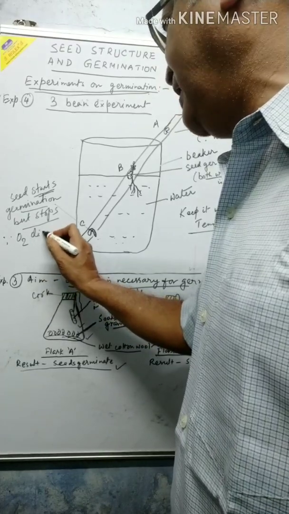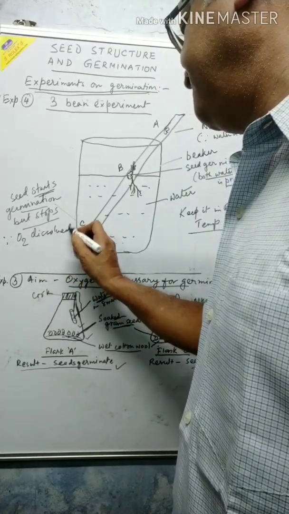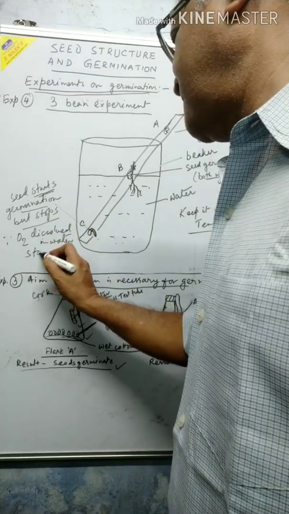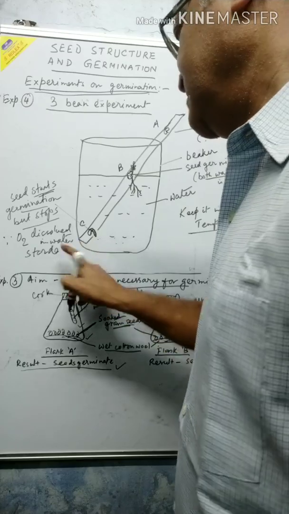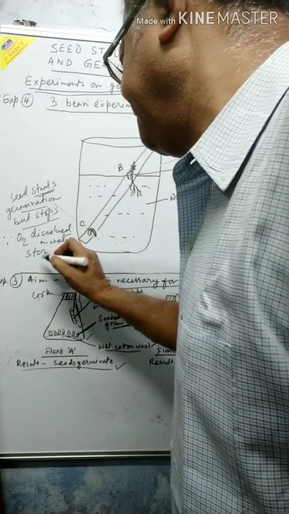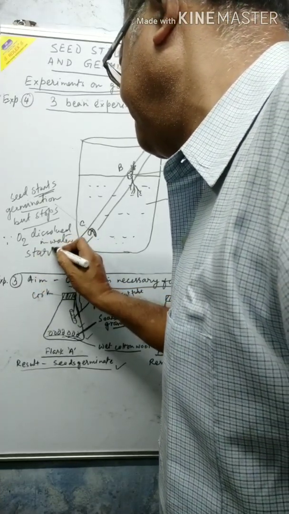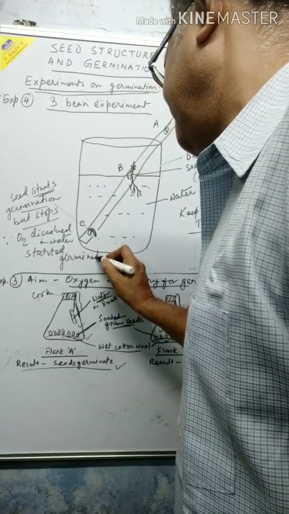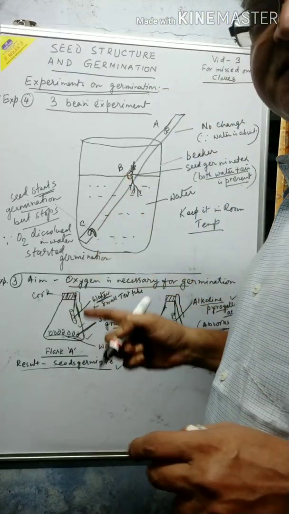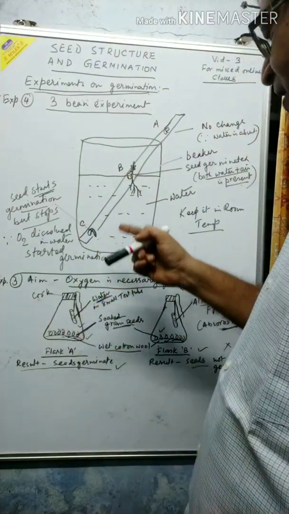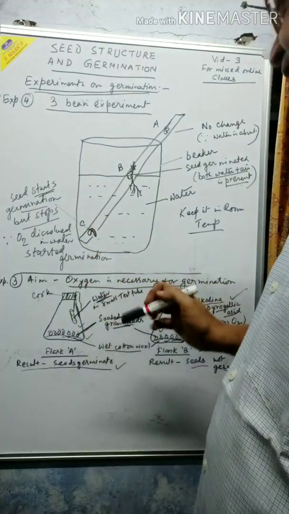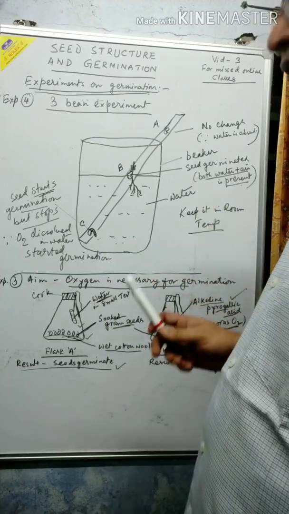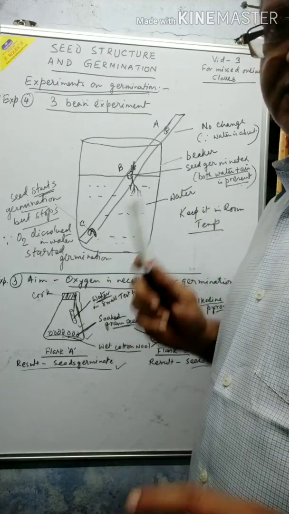Because oxygen dissolved in water a little bit, it started germination. But that becomes insufficient for further growth and it stops. This is the three bean experiment proving water and oxygen are necessary for germination.